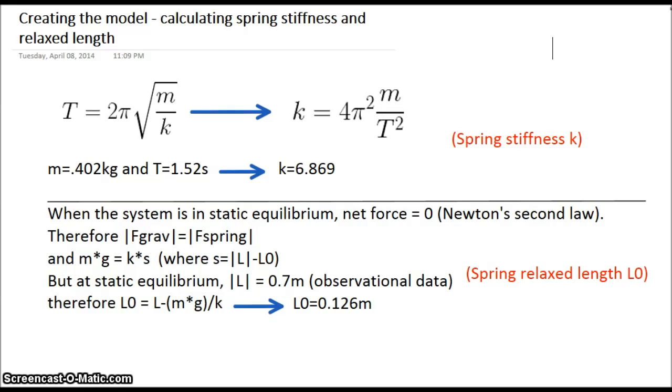Next, I used the observed period and mass to calculate the spring stiffness K, and then applying Newton's second law for the moment when the mass hung at rest at the end of the spring, I was able to set the force of gravity equal to the force of the spring. And again applying observational data, the length of the spring at static equilibrium, I was able to calculate L0, the relaxed length of the spring.